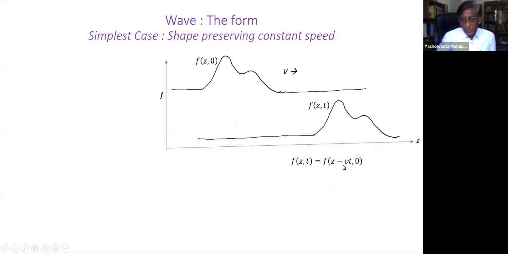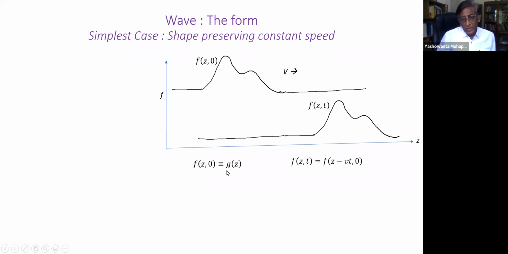So this combination of z minus vt is important for waves, because it says that at time t past, the shape that I am having now was exactly the same, because I've been traveling with velocity v, and in space where I was, at z minus vt, the space was exactly the same. Okay, so that is the idea of shape preserving and at constant speed.